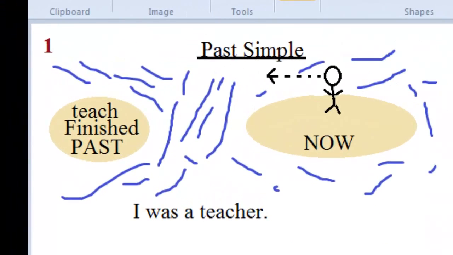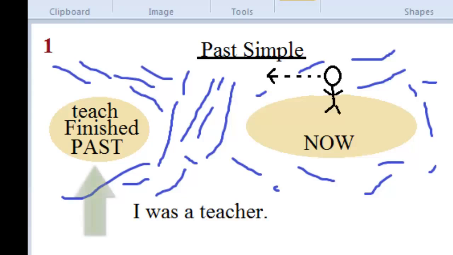So let's look at past simple, and this is a picture of two islands in the ocean, for example. Here I am standing on island now, and I am looking into the past. When I look into the past, I see a past island with the action teach. This is a finished past action. Am I still a teacher now? No. And so I can say the sentence, I was a teacher. When I say this, this island is not important to me.